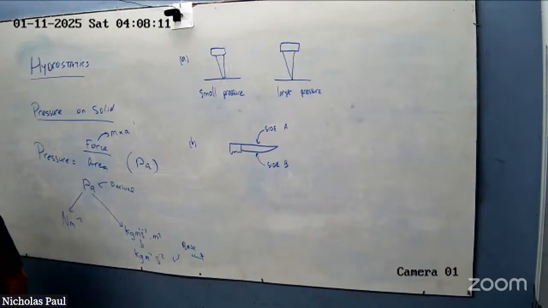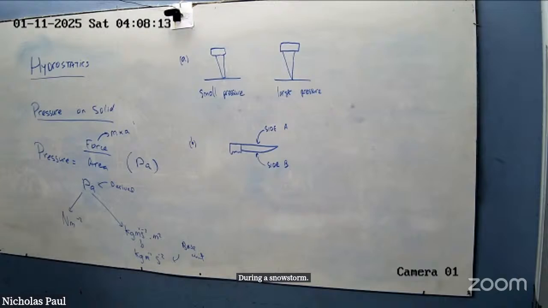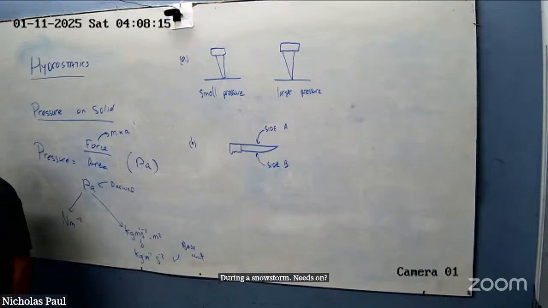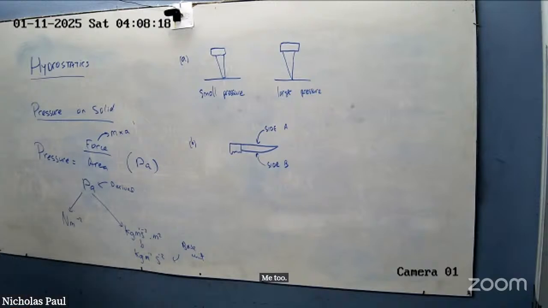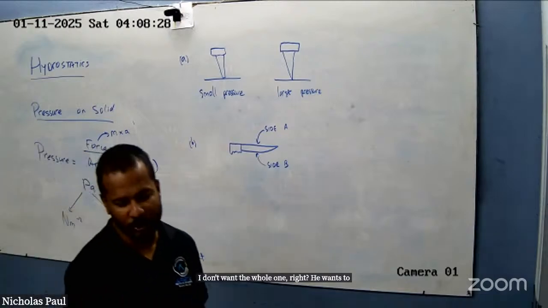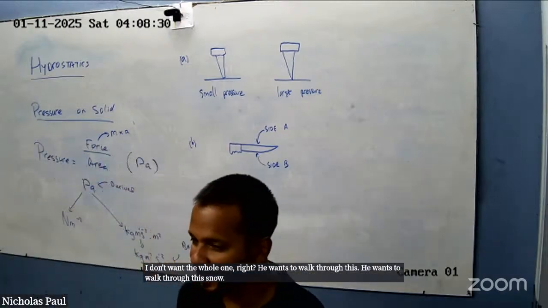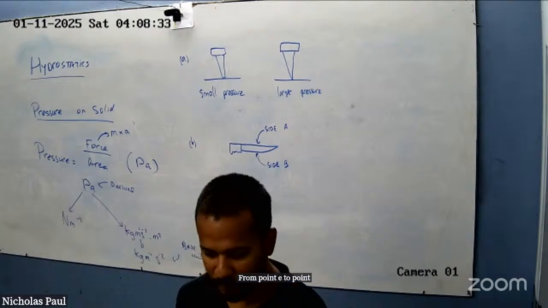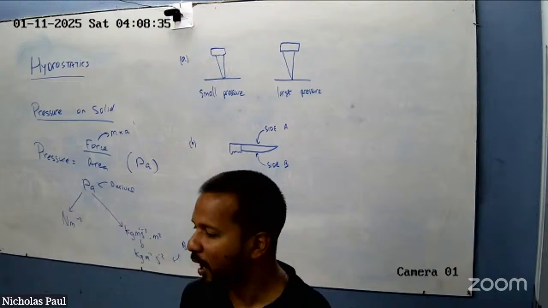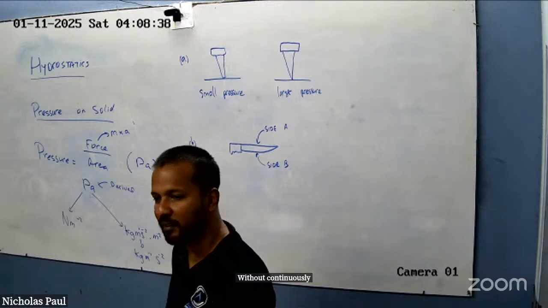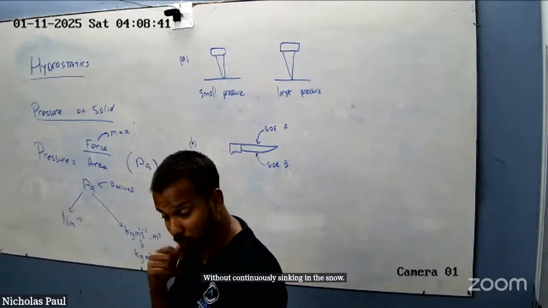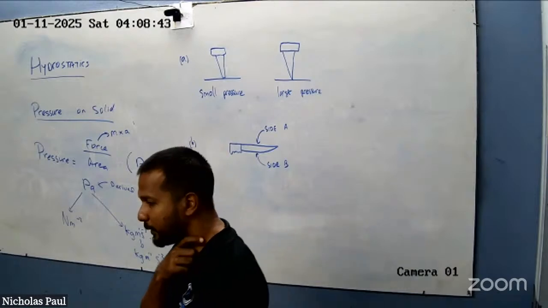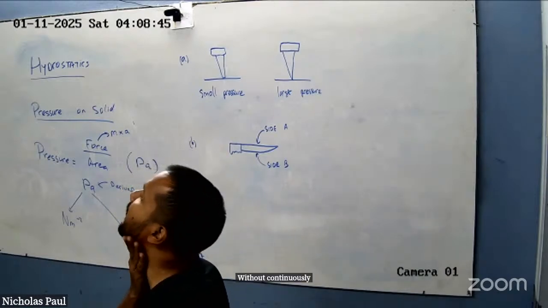During a snowstorm, Nathan wants to walk through the snow from point A to point B. It doesn't matter how long. He wants to walk through the snow from point A to point B without continuously sinking in the snow.